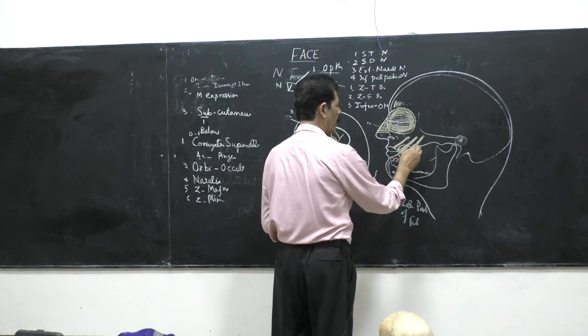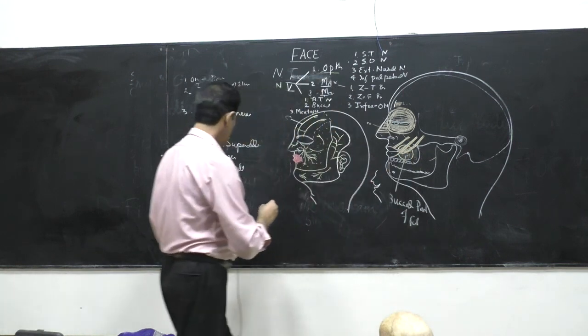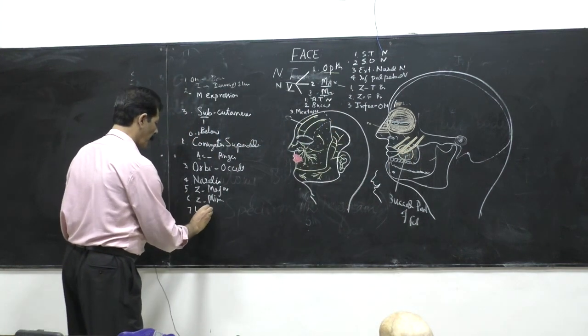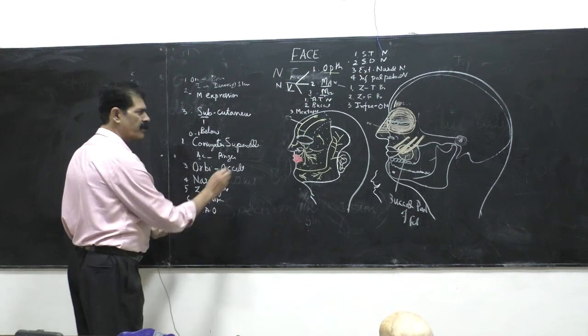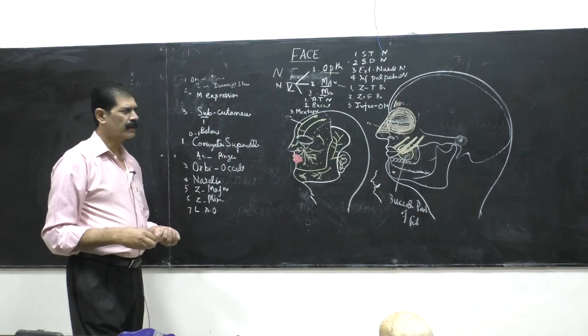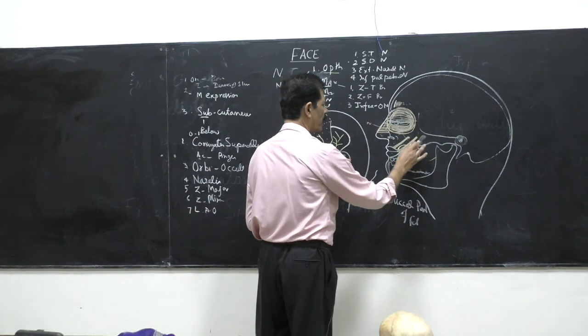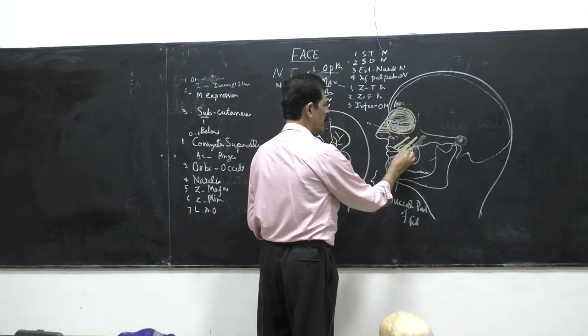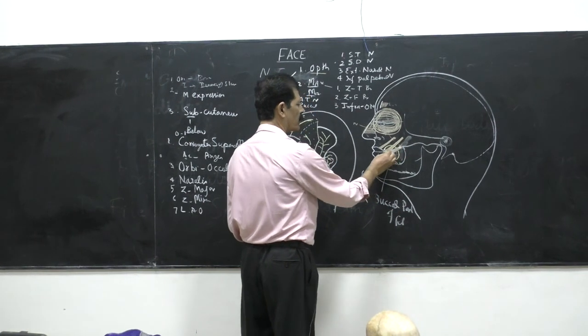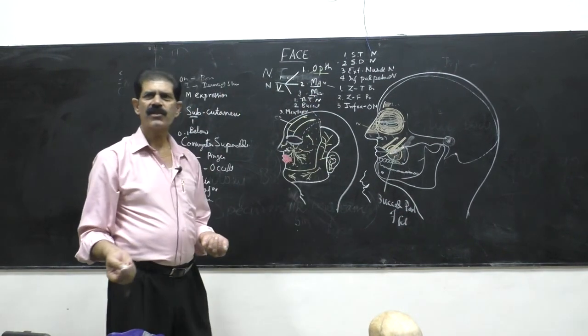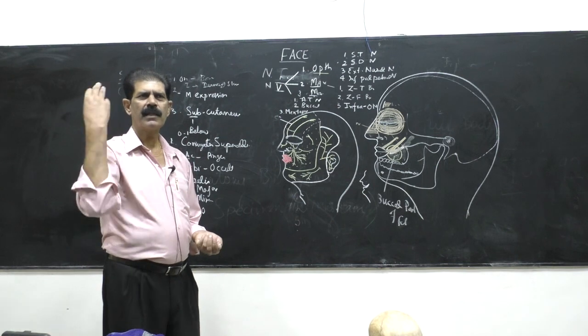Then levator anguli oris. Levator anguli oris takes origin from the maxilla bone and is inserted over the angle of the mouth. The name is suggestive: it raises the angle.